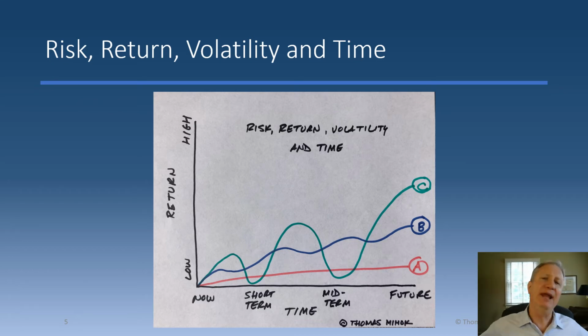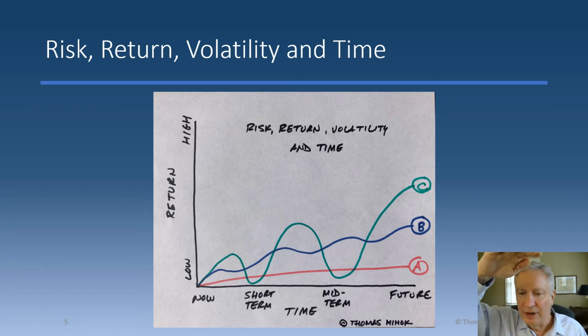Some will say, well, I want A. I want A because it's steady the whole time, and I like that. Another student will say, no, I want C. I want the highest return, and that's what's best. And then I point out, well, if you want C, what if you need it at this time, in the short term, or here, in the midterm?